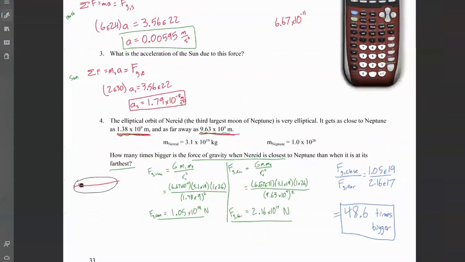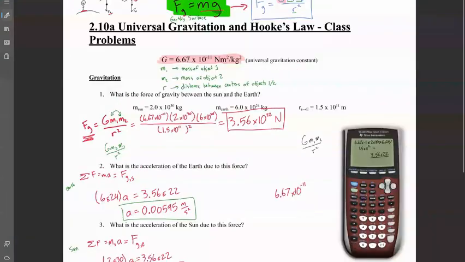All right. I'll pause the video here just so it's kind of broken up into two. That is universal gravitation. Next video to follow along, we'll say more about Hooke's law.